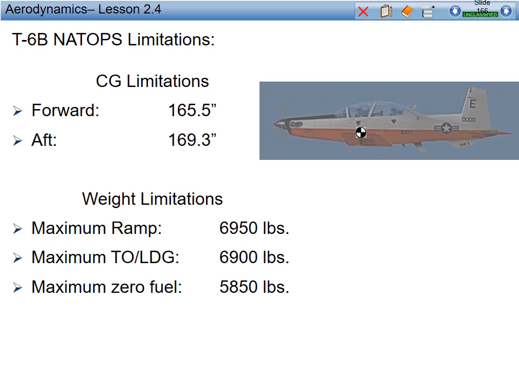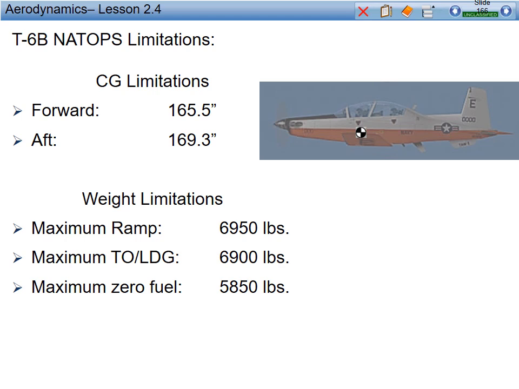T-6 NATOPS limits put the forward limit of the CG at 165.5 inches aft of the firewall. The aft limit is 169.3 inches aft of the firewall. As you can see, there is a very finite place that the CG has to fall within for the airplane to remain stable. Fortunately, there is not a lot of shift of center of gravity in the aircraft, as neither occupant will shift. The center of gravity is directly over top of the fuel tank, so draining fuel and burning fuel will not shift it. And the baggage compartment is fairly compact.